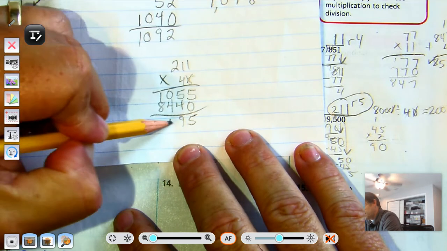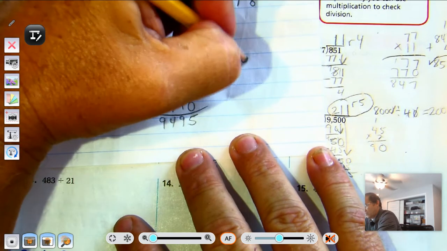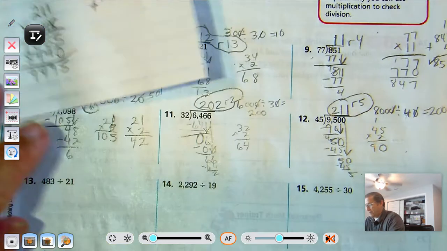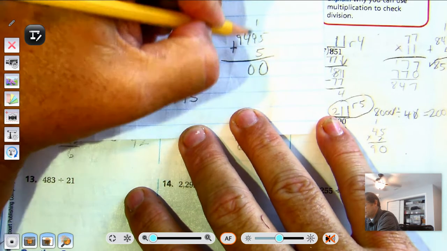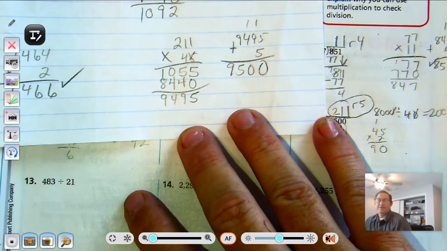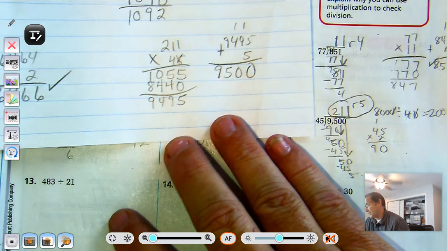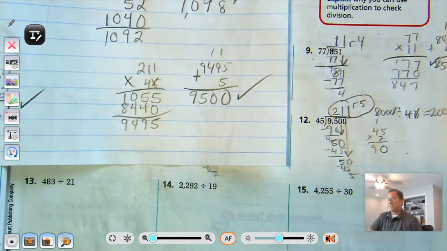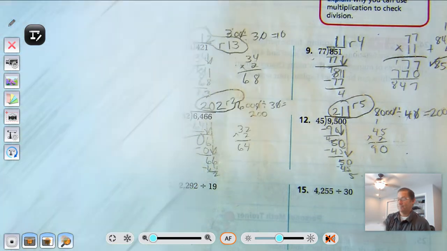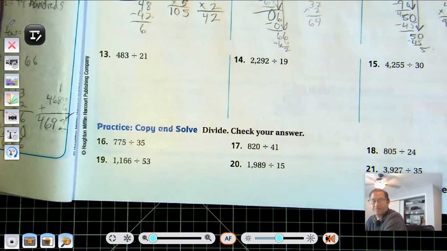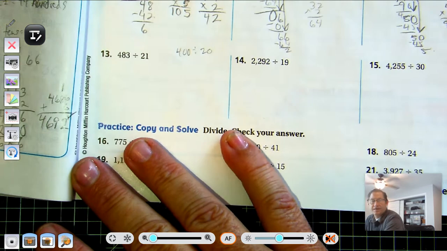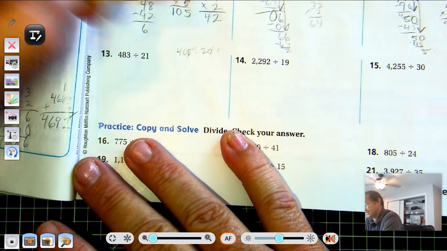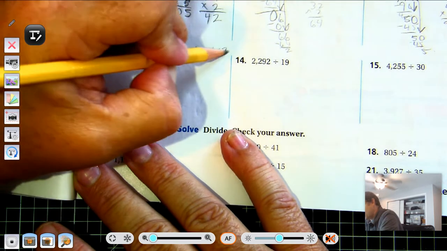Add that together. We're at 9,495. And we said our remainder was 5. So if you add 5 to 9,495, you're at 9,500. That matches. Okay. All right, number 13. 483 divided by 21. Well, let's just go 400 divided by 20 as our estimate. Cross the end zeros out. 40 divided by 2, we're at 20.